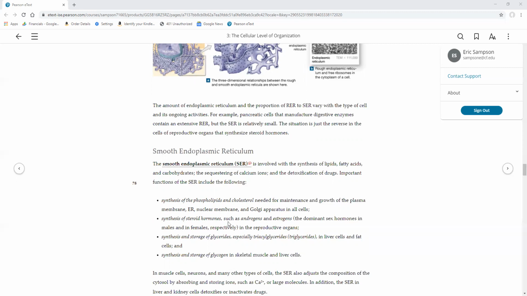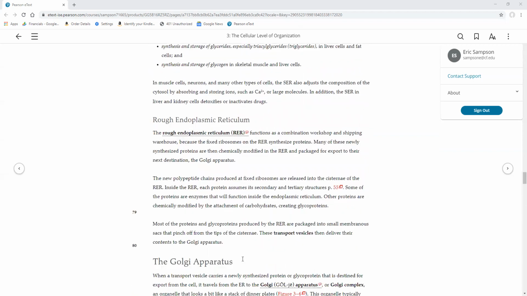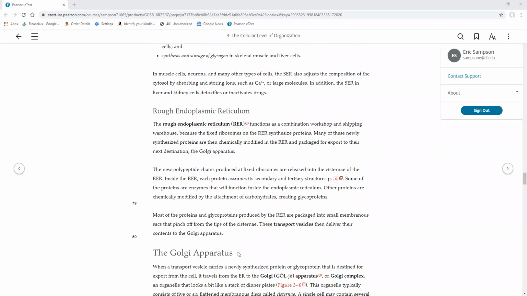Synthesis of steroid hormones such as androgens and estrogens, the dominant sex hormones, in the reproductive organs, okay? So that's what the smooth ER does. Synthesis and storage of glycerides, especially triglycerides, in liver cells and fat cells, and synthesis and storage of glycogen in skeletal muscle and liver cells. Okay, so that's the smooth ER.